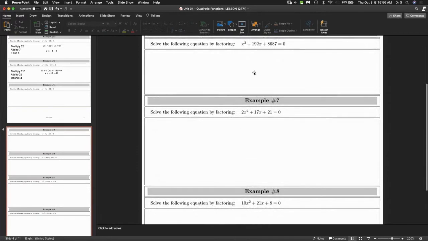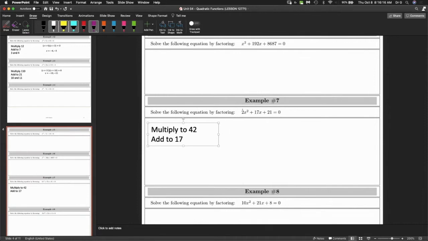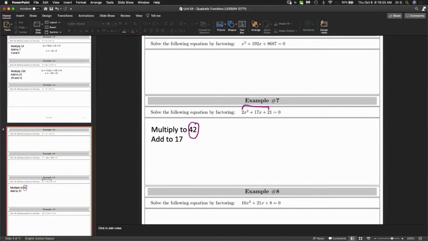Okay, so let's do question 7 because 7 has a twist to it. In question 7, we want to multiply to 42 and add to 17. So why do you want to multiply to 42? What's the difference here? If we look in the front here, there's a 2 now. So you do 2 times 21. That's how you get 42. But the process now, you can't just jump to the answer.